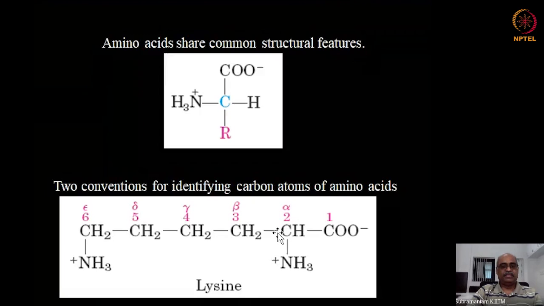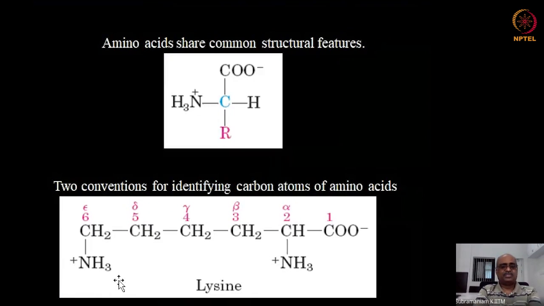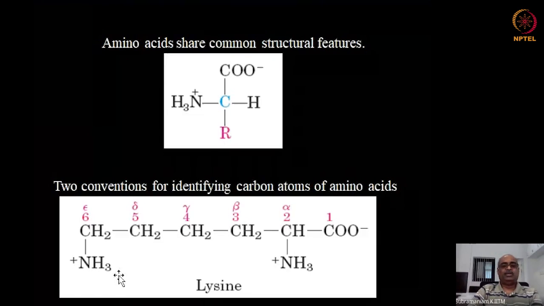Going by that, this is alpha, beta, gamma, delta, epsilon. So often this is called the epsilon amino group. Nobody is going to say the 6th carbon amino group. Most people will talk about it as the epsilon amino group of lysine. So try to remember this and its relationship to the more standard nomenclature, which is this one, with the carboxyl group being 1.